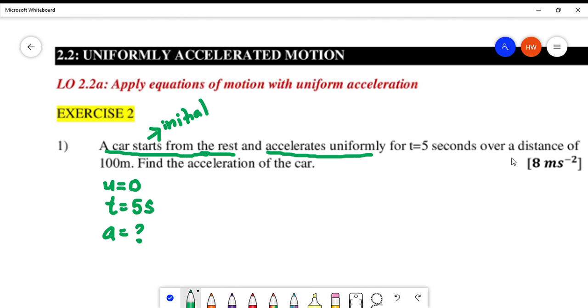Okay, over a distance of 100 meter. So here it stated the displacement 100 meter. It doesn't state where it's going towards, whether it's right or left. Jadi kita ambil dia positif sahaja. We assume it's just positive value. Find the acceleration of the car. Okay, so these are the information we have. We need to find the acceleration.